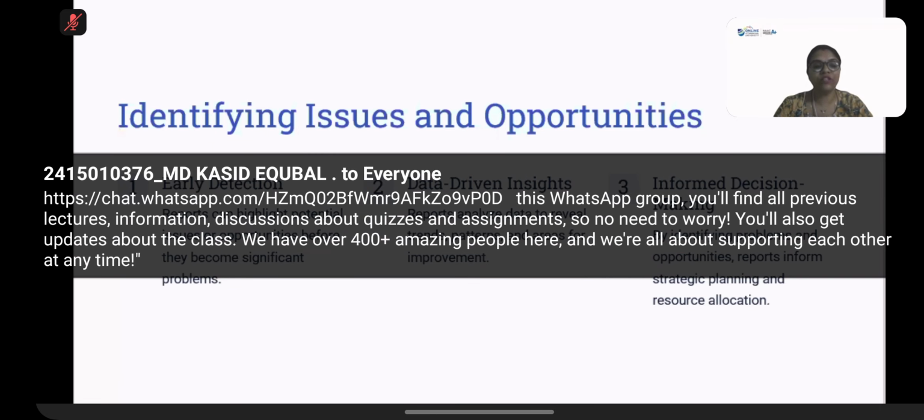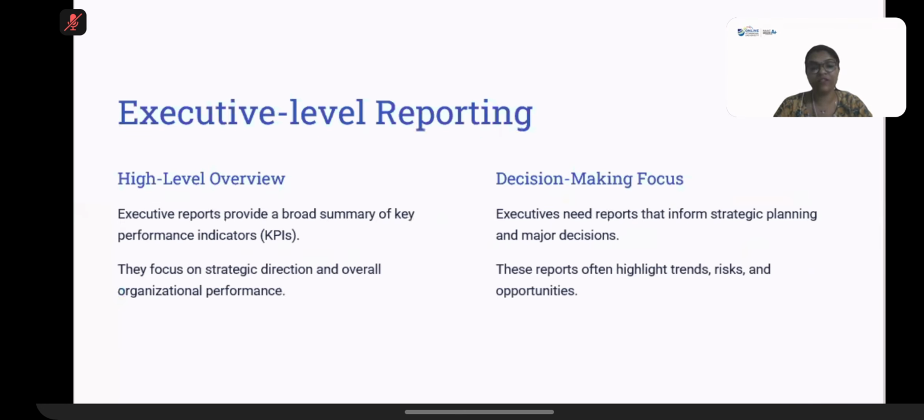Then we spoke about the different reporting levels. In that, first we have executive level reporting, जिससे आपको कंपनी का परफॉर्मेंस पता चलेगा. जो कंपनी के हायर लेवल के अथॉरिटीज हैं, they can take decisions. Okay.